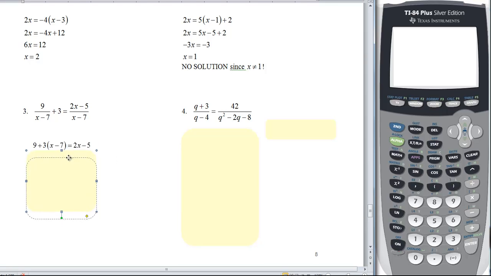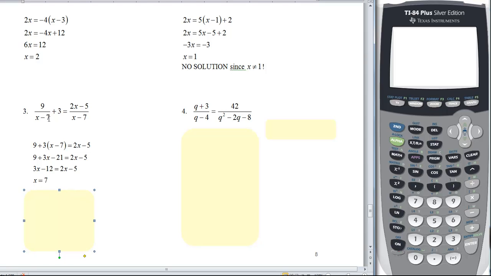Distribute. See, 3x minus 21. Now, collect like terms, which is what I did here, because all I could do is 9 minus 21 gives me a negative 12. Get your x's to one side, numbers to the other. X equals 7.